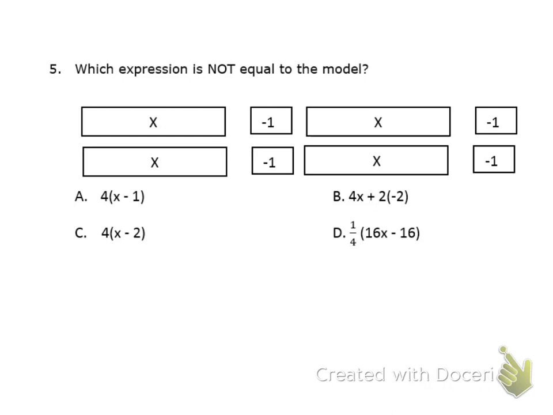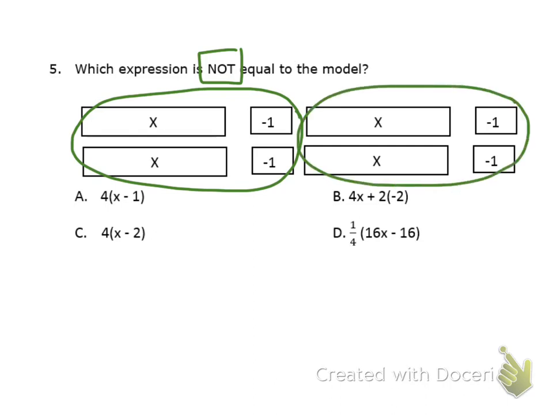Number 5, what expression is not equal to the model? So first, before I can solve this, I need to figure out, well, what exactly is this picture modeling? There are different ways you could do this, but what I see whenever I look at this is that I have two groups of 2x minus 2. So I'm going to go ahead and write that over here. Two groups of 2x minus 2.